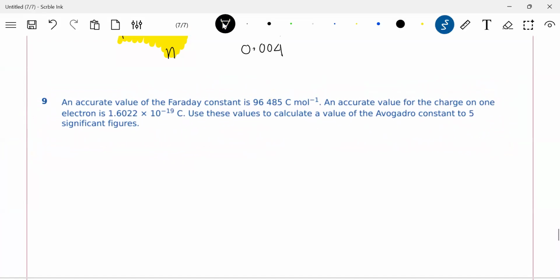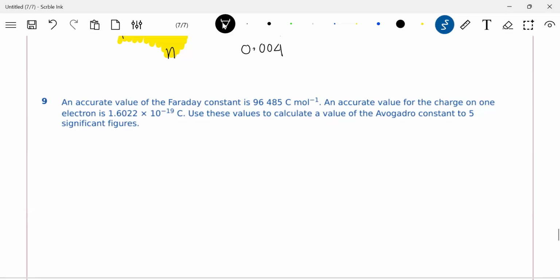An accurate value of the Faraday constant is 96485 coulomb over mole. An accurate value of the charge on one electron is like that. Use this value to calculate the value of the Avogadro constant to 5 significant figures.